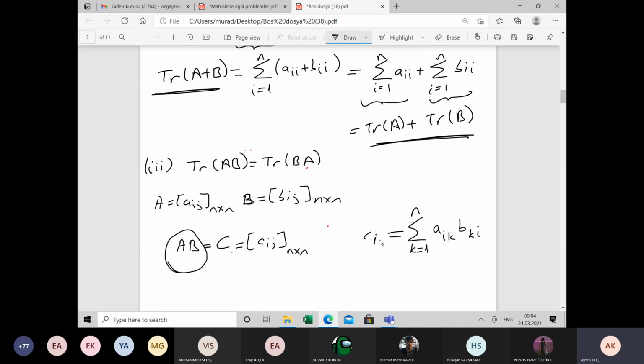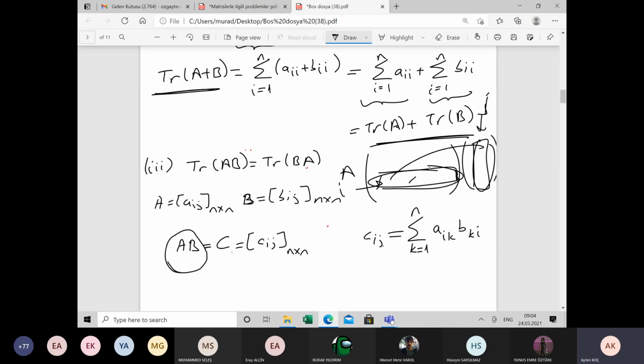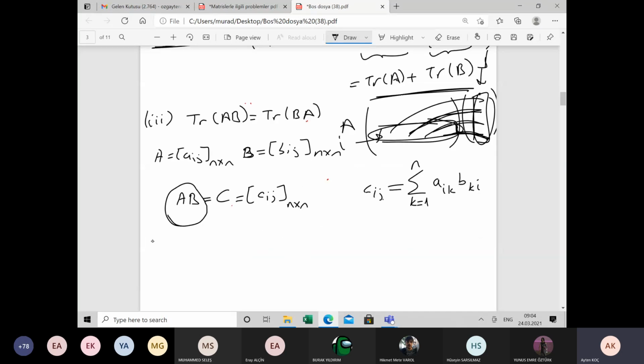And how to get Cij? Choose row I of A, and choose column J of B. This one is the matrix A, this one is the matrix B, column J, row I. Then take the product of the corresponding entries, and also the sum of these products. So let's come back here.